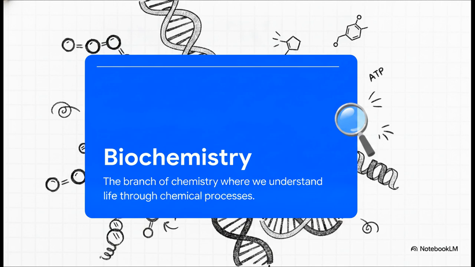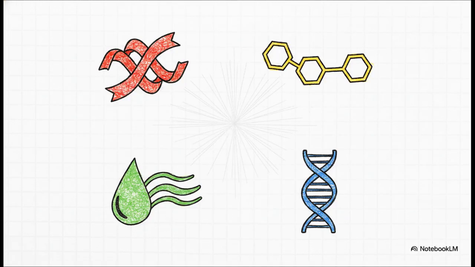Building right on top of those organic carbon compounds, we hit biochemistry. This is the branch where we actively understand life through chemical processes. It's the study of the substances and the vital processes occurring right now inside living organisms. Basically, it takes the what of organic chemistry and digs deep into the how of a living, breathing entity. Specifically, biochemistry gives us the essential blueprint for the molecules keeping us alive: proteins, carbohydrates, lipids, and nucleic acids.